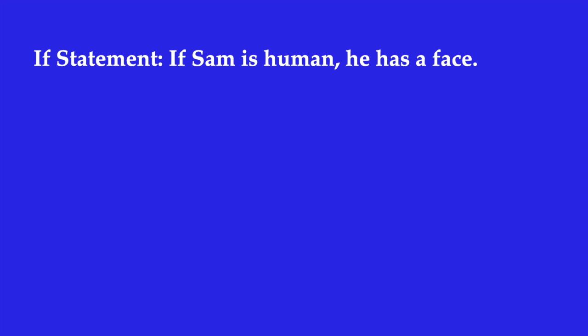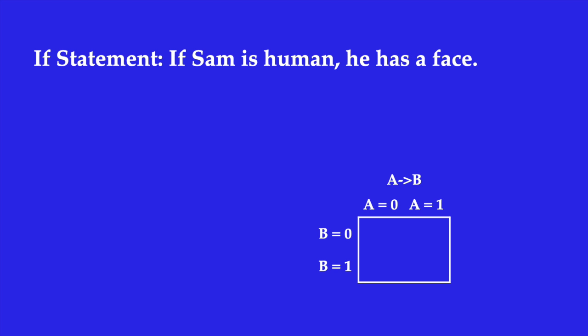Speaking of complex, remember the if gates I kind of skipped in the last logic lesson? Let's take a closer look at an if gate and study its table. Let me bring back this statement from our first lesson. If Sam is human, he has a face. Remember that A means Sam is human, and B means Sam has a face. And remember, we can write the if statement like this: A arrow B. And here is the if A then B gate.